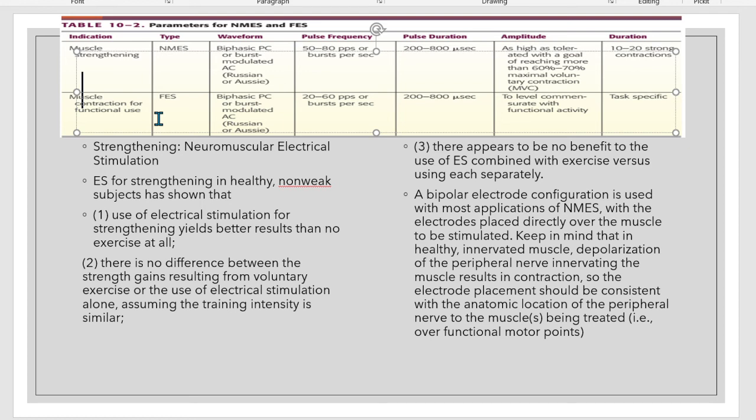So if your patient cannot exercise, cannot move, then ES is possible, but it is much better if you also have exercise. Number two, there is no difference between strength gains resulting from voluntary exercise or the use of electrical stimulation alone, assuming the training intensity is similar. What this means is that there's no difference between the results of NMES and exercise if the intensity is similar.